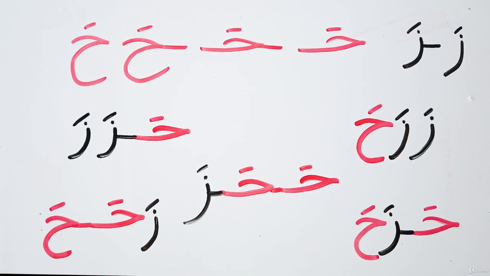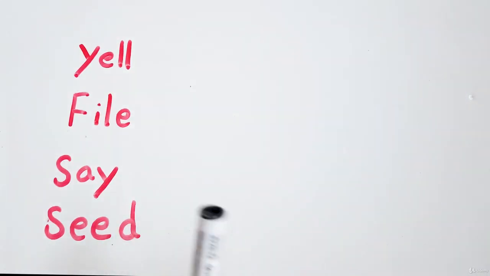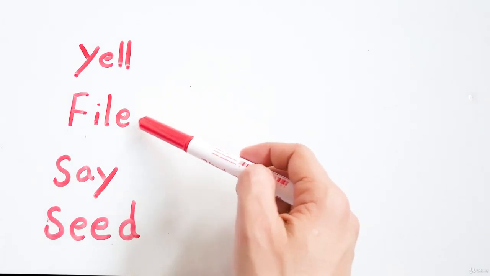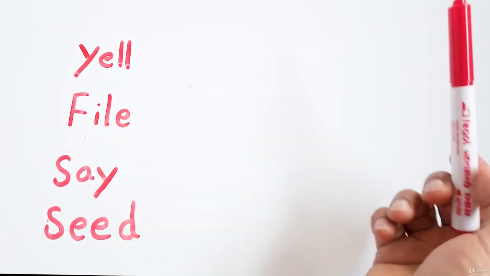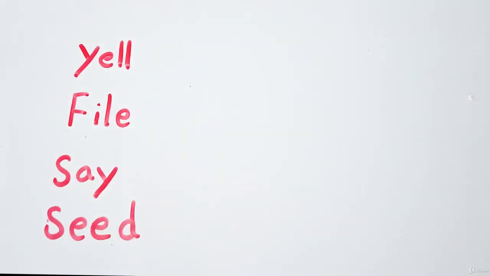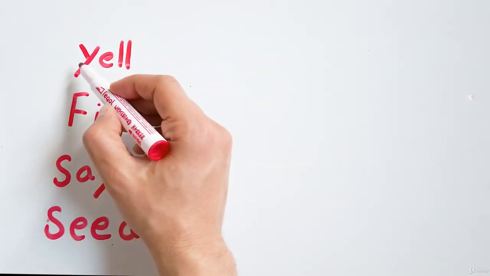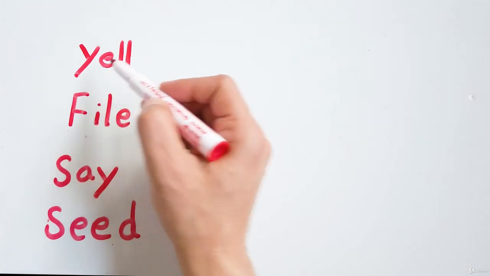Okay, let's check another letter. Let's check these words in English. We have yell, file, say, and seed. The letter that we are gonna learn today has the sound of the Y and the E in the word yell.